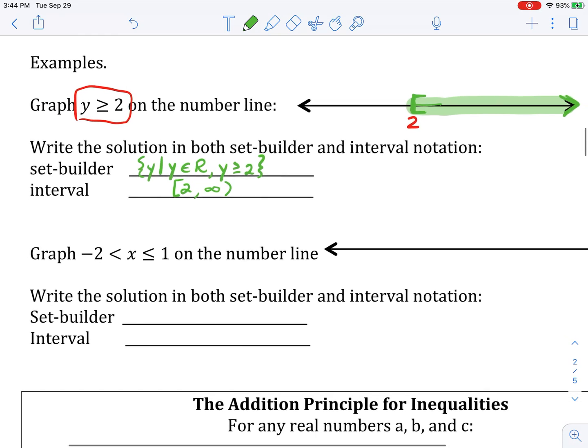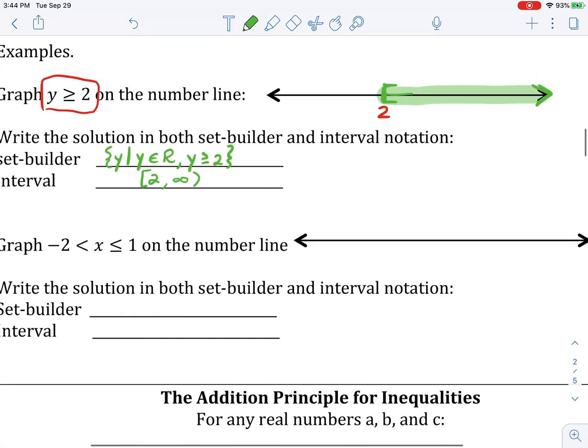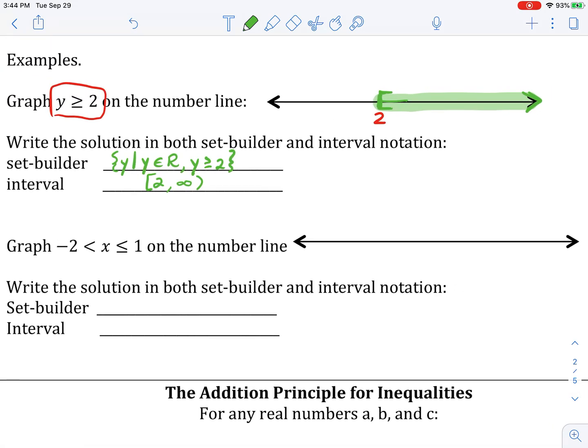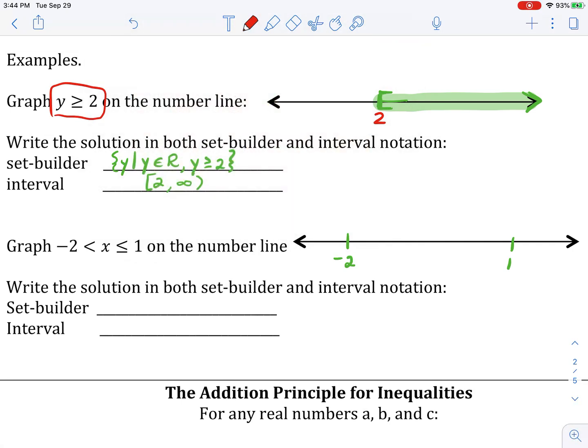Let's try another one. This time we have a compound inequality. Graph -2 is less than x, which is less than or equal to 1 on the number line. Basically, that's saying that x is between -2 and 1, but does not include -2. Notice it doesn't have the equal to part on the -2 part. So we're going to put -2 and 1 on the number line, and we need to determine whether or not we have soft brackets or hard brackets. And if you look closely, the -2 is going to have a soft bracket, but the 1 is going to have a hard bracket. And from here, we're going to shade in between.